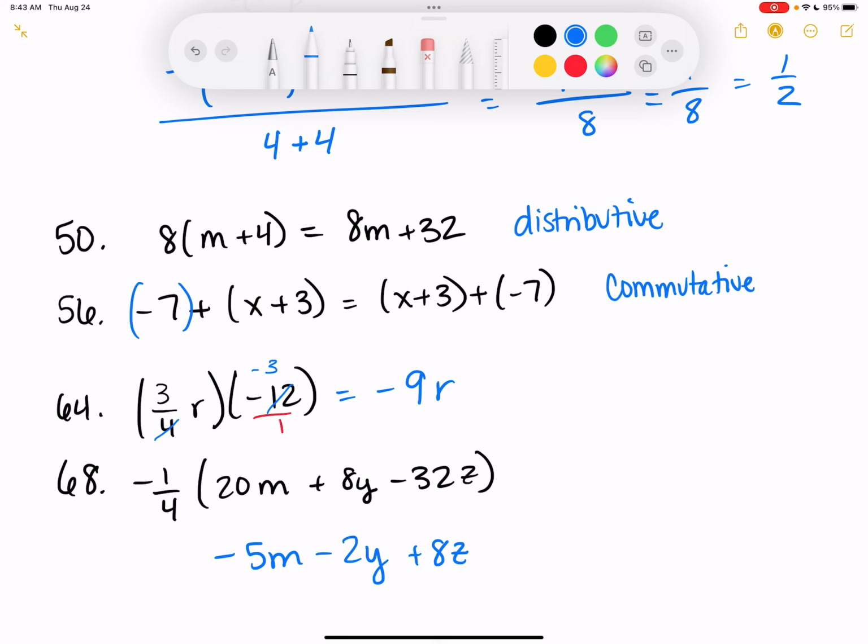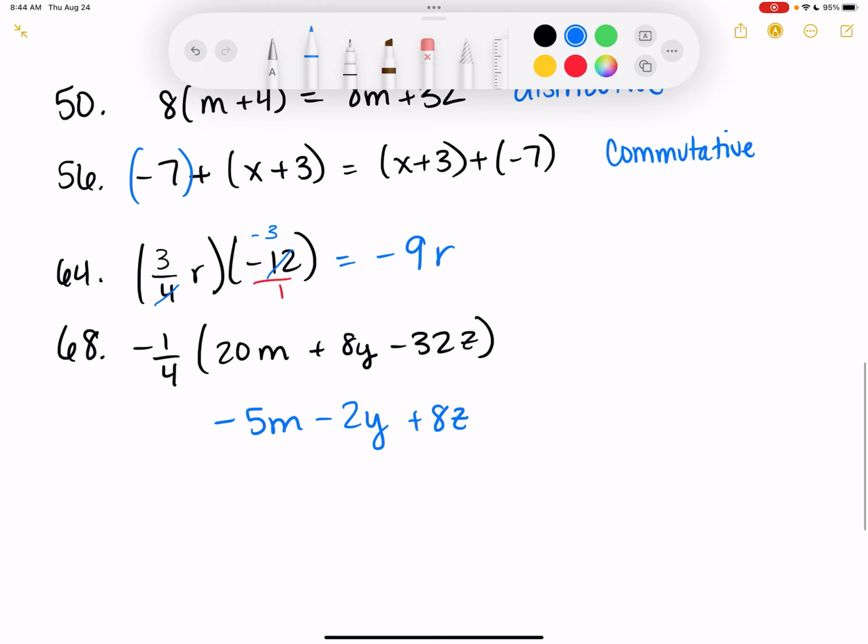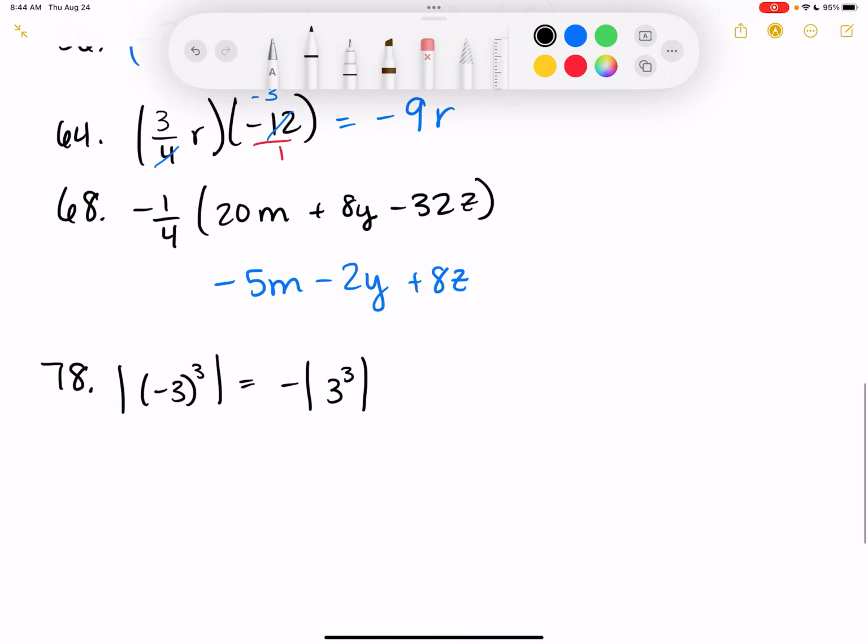Okay, the last ones that we're going to look at say to decide whether each statement is true or false. If false, correct the statement so it's true. So these are dealing with absolute values. 78. Absolute value of, in parentheses, negative 3 cubed is equal to negative absolute value of 3 cubed. So is that statement true or false?